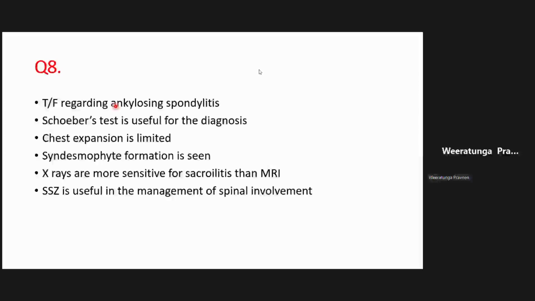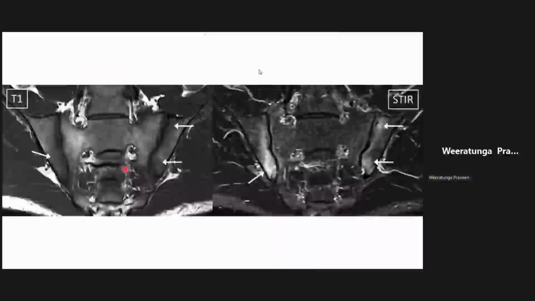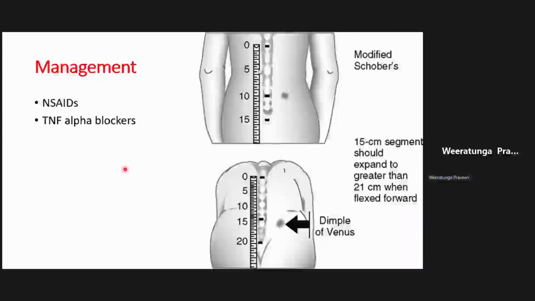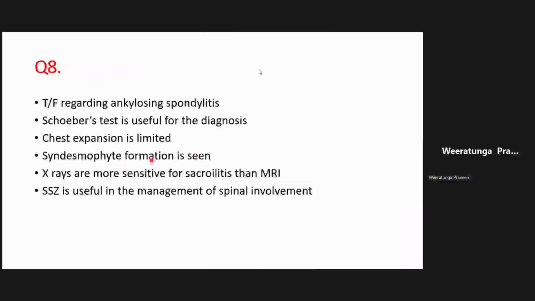We talked about radiology. Radiology, we told that there is syndesmophyte formation, there is thickening and calcification of all the vertebral joints, as well as the ligaments in the vertebral column. Right? So, syndesmophyte formation is something that you see. X-ray changes are late, and MRI changes are far more sensitive to pick up early disease. Right?